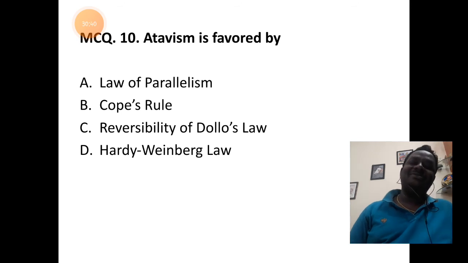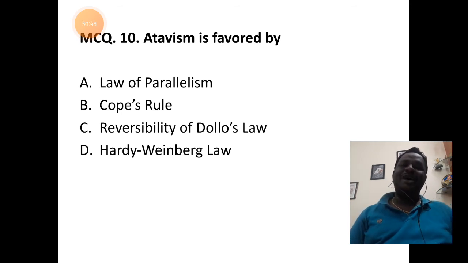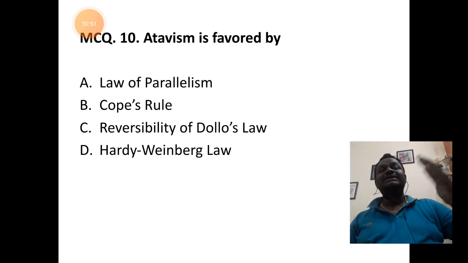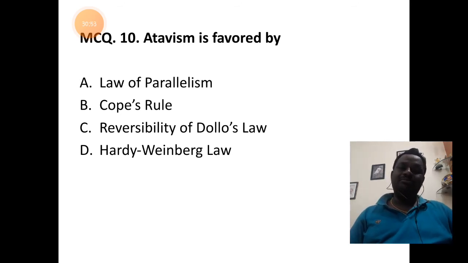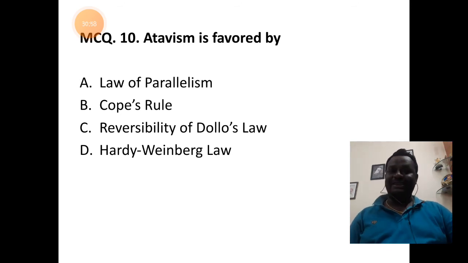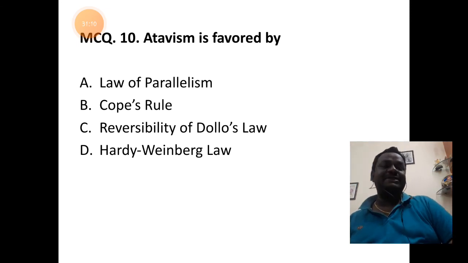The last question. Atavism is favored by which law here? Law of parallelism, no, it is adaptive radiation. Cope's rule says increase in the size of the body of the organism. Then reversibility of Dollo's law. Yes, Dollo's law says that there is irreversibility of ancestral characters in the generations. But if you could reverse it, against the law of Dollo, we tend to find atavism, not the Hardy-Weinberg law. So answer is C.